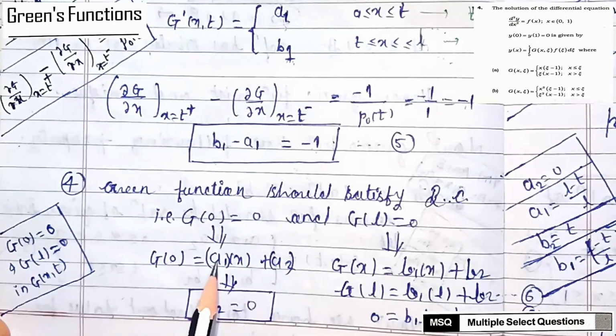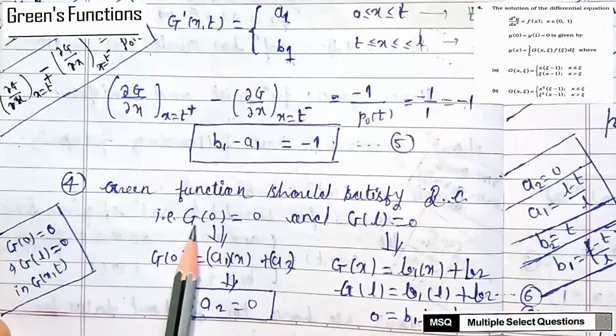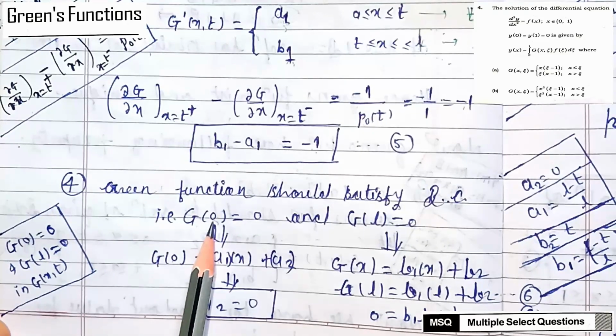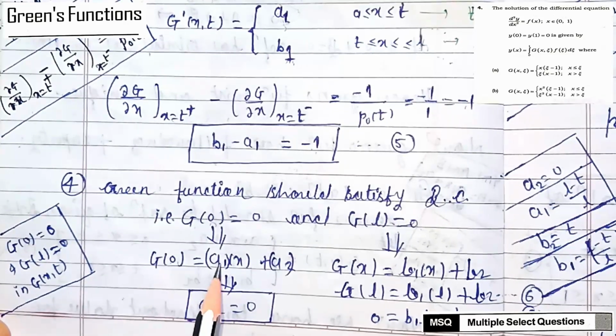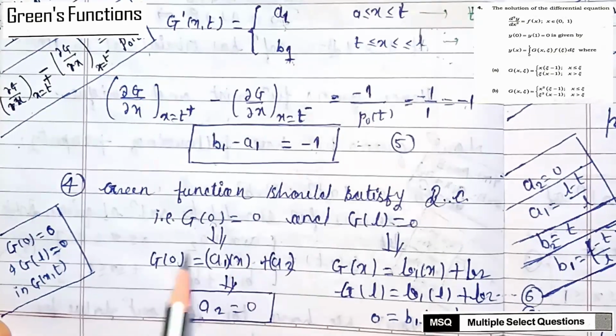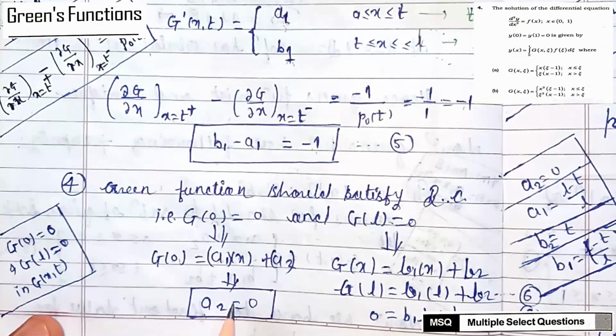Okay, so a1 will be 0, because g of x is 0, and the value for x is 0 here. So g of 0 comes here, so a1 times 0 will be 0 plus a2. So for g, I got the value for a2, which is 0.